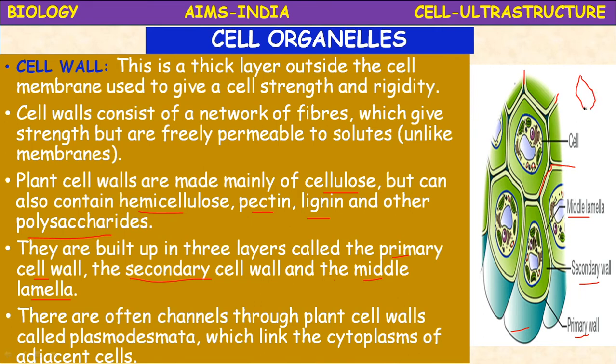Okay. So this is connected to another cell with the help of this plasmodesmata, like this. Here one cell is connected to another cell with the help of this plasmodesmata, which link the cytoplasms of adjacent cells. It also helps in linking the cytoplasm of adjacent cells, the cells beside.